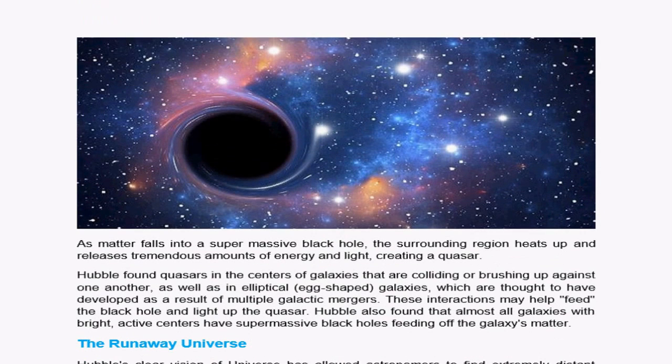So as matter falls into a supermassive black hole, the surrounding region heats up and releases a tremendous amount of energy and light, creating a quasar. Hubble found quasars in the centers of galaxies that are colliding or brushing up against one another, as well as elliptical egg-shaped galaxies, which are thought to have developed as a result of multiple galactic mergers. These interactions may help feed the black hole and light up the quasar. Hubble also found that almost all galaxies with bright active centers have supermassive black holes feeding off the galaxies' matter.